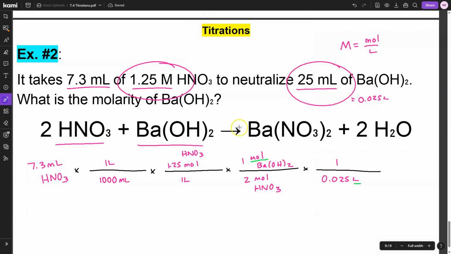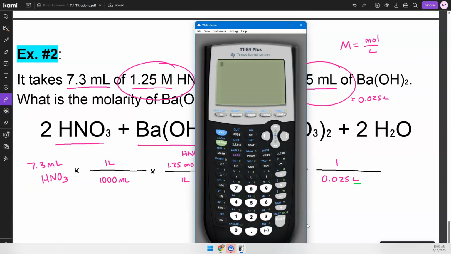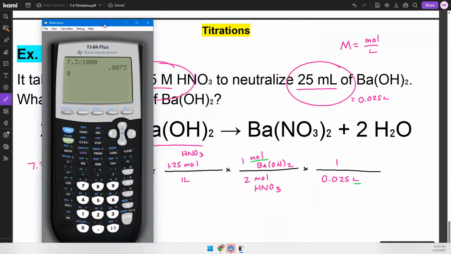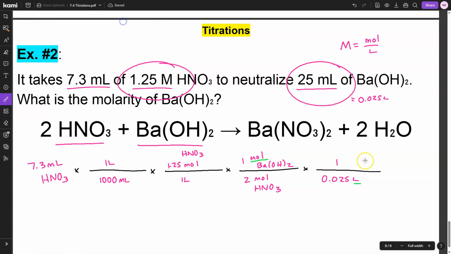So let's plug this into our calculator. So we have 7.3. We're going to divide by 1,000. We are going to multiply by 1.25, divide by 2, and then divide by 0.025. Okay, so there's our answer. And if we round this appropriately to 2 sig figs, we are going to get 0.018 molar. That is going to be our answer. That's how you do a titration.